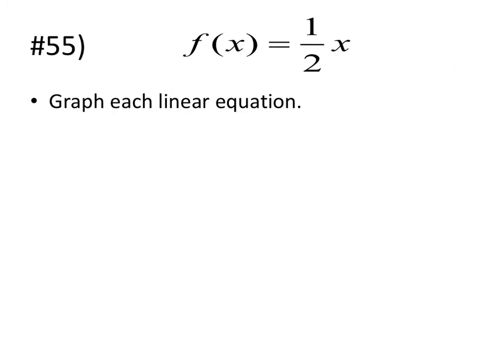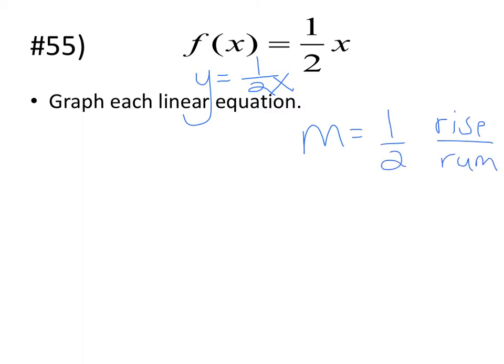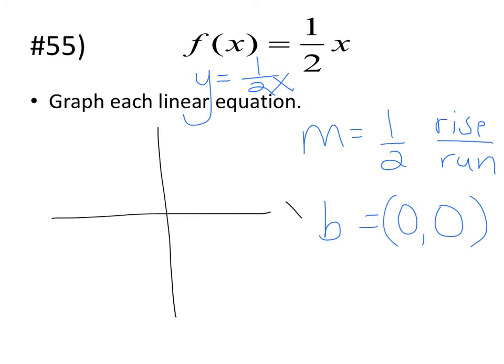All right, now this is already in the form. Basically, we just need to change it to y. So we have our slope is 1/2. That's our rise over run. And then our b is 0. Always put a 0 in front of it. So we graph that.